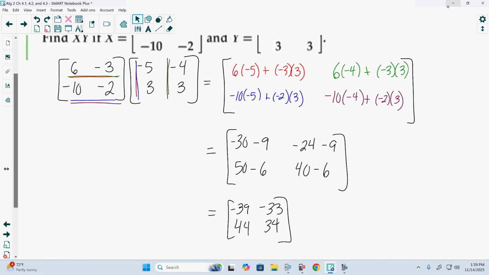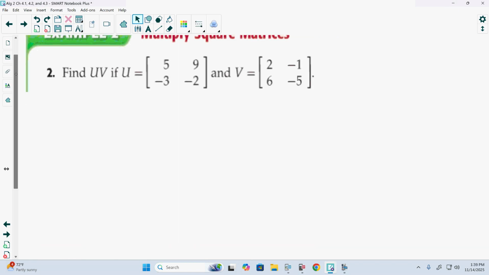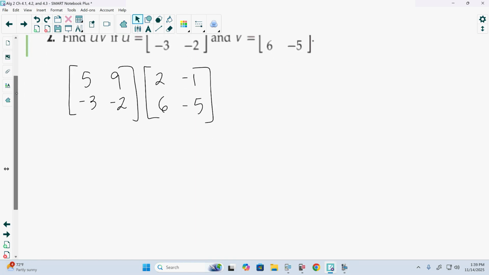So we'll look at one more of these here. If we're multiplying u and v by hand, we'd have 5, 9, negative 3, negative 2, multiplied with 2, negative 1, 6, negative 5. Now we can multiply if the number of columns in the first matches the number of rows in the second. Since the first one is a 2 by 2 and we're multiplying it by a 2 by 2, the columns of the first do match the rows of the second, so we can multiply. The expected dimensions of our new matrix are the rows of the first by the columns of the second, so our new matrix should be a 2 by 2.